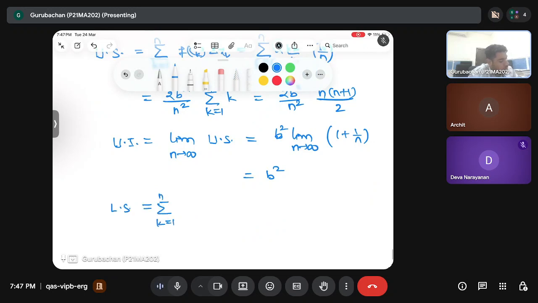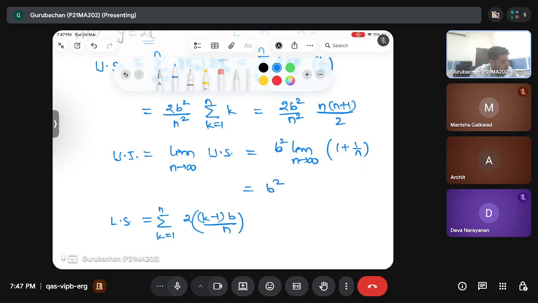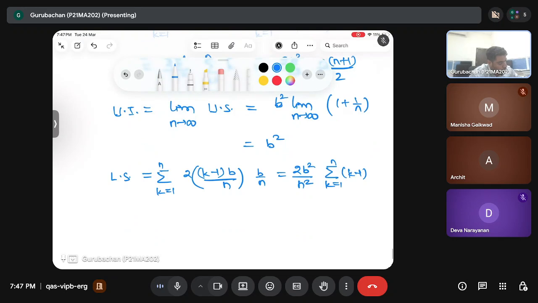In the same way, when you calculate the lower sum, summation k = 1 to n, this will give you 2 times (k minus 1) b by n into b by n. So this will be 2 b square divided by n square summation k = 1 to n of (k minus 1). So the first term will give you n into n plus 1 by 2, and the second term will give you only n. So when you solve it a little, this will give you n into n minus 1 by 2.